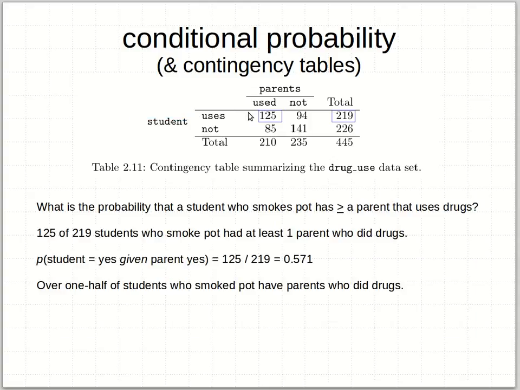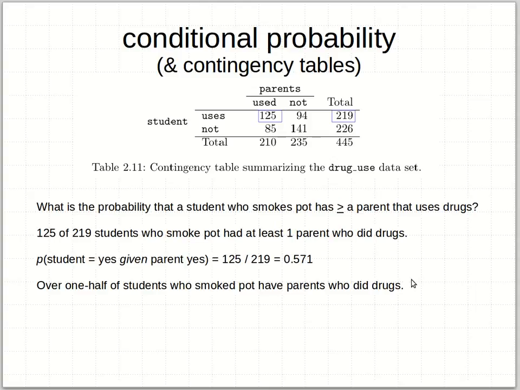So the probability of A and B is 125, and the probability of B is the 219. The probability of B is all those students who use things, okay? So we have 125 divided by 219, which is 0.571, where the probability of a student that's yes, given the parent says yes, is this number, 125 divided by the 219. So over one half of the students who smoked pot had parents who did drugs as well.